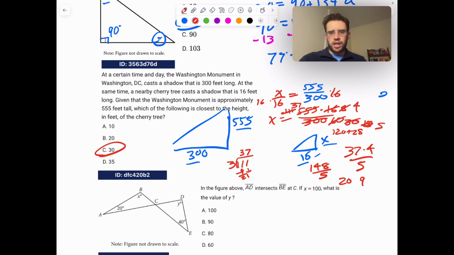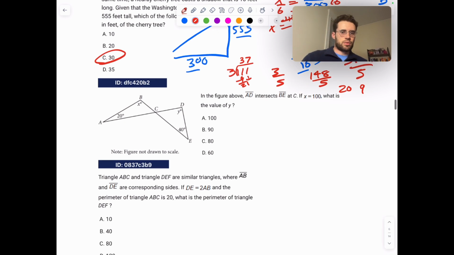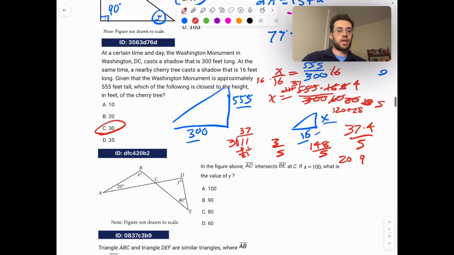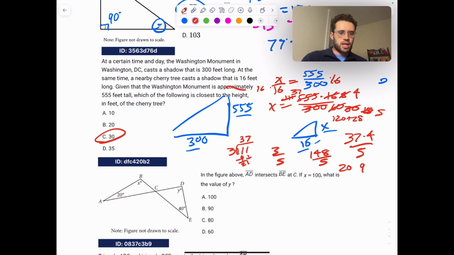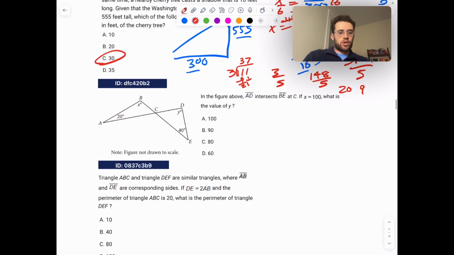And again, if you type that into your calculator, you don't have to worry about doing any of that division. But 555 times 16 over 300, again, will give you 29 point, let's see, it would be 3/5, which is 0.6. So 29.6 rounds up to 30, which will be the height of the tree approximately. Now, part of the reason that they're approximating it is because it's not a whole number, but also because the sun will not cast the exact same angle on the two things because they have different heights. So it's an approximation anyway, but 30 will be your closest answer.